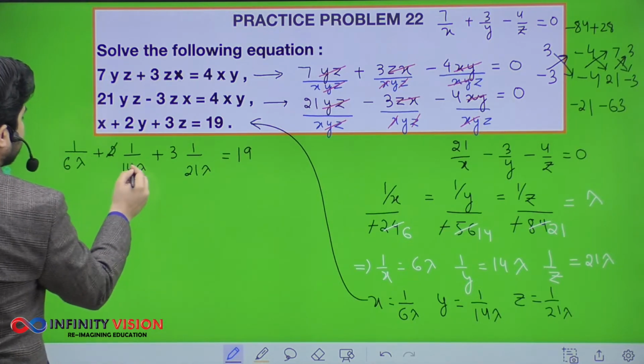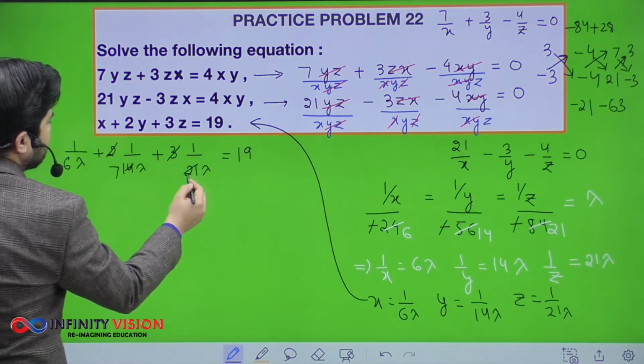Now 2 will cancel this, it will become 7. 3 will cancel this, it will become 7.